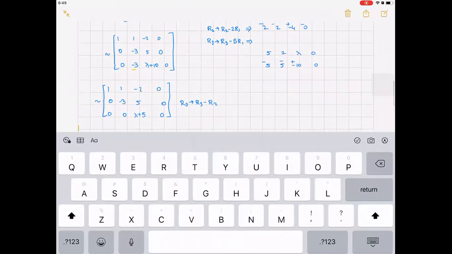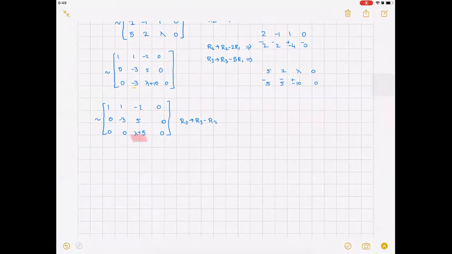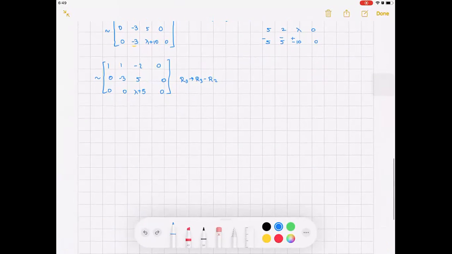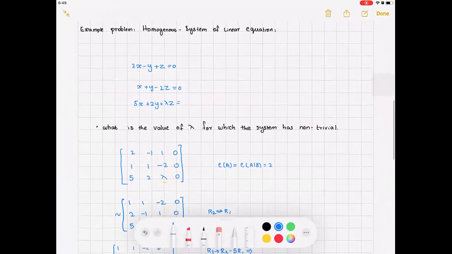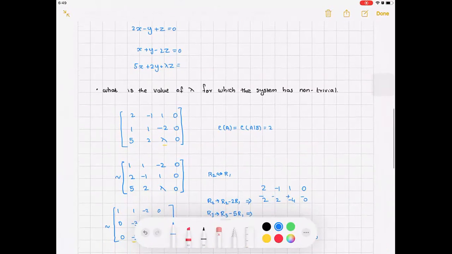Okay, now this element must be equal to 0. Sorry, this element must be equal to 0, and therefore lambda plus 5 equal to 0, gives lambda equal to -5. So when lambda equal to -5, the system will have a non-trivial solution.